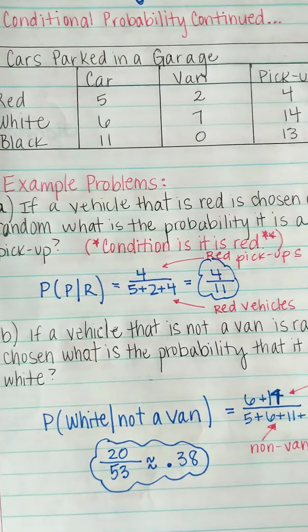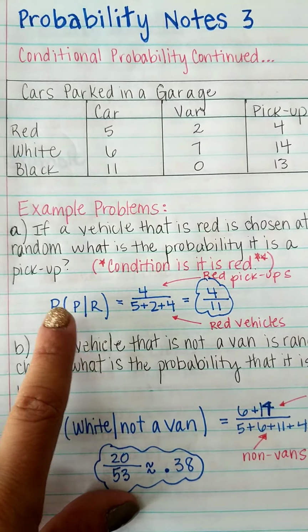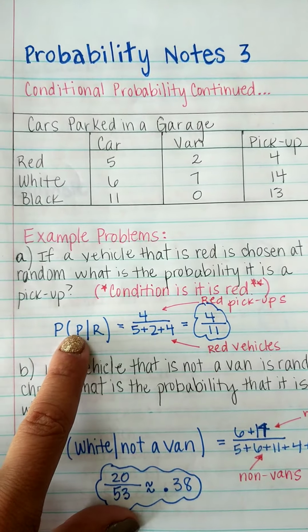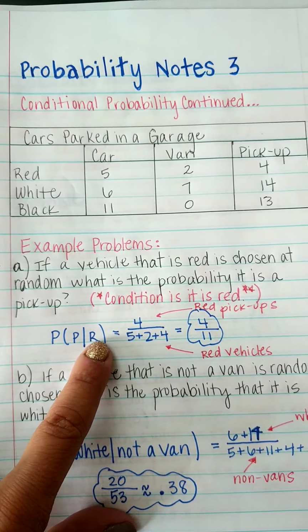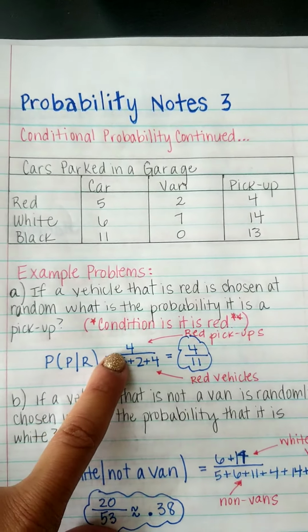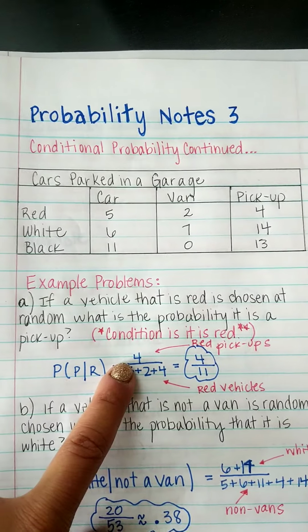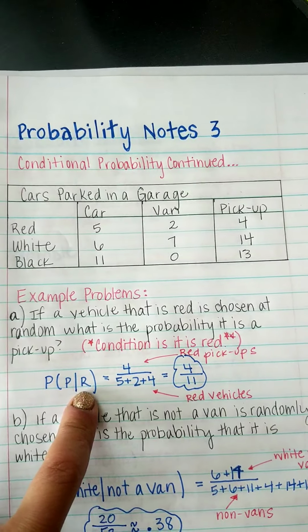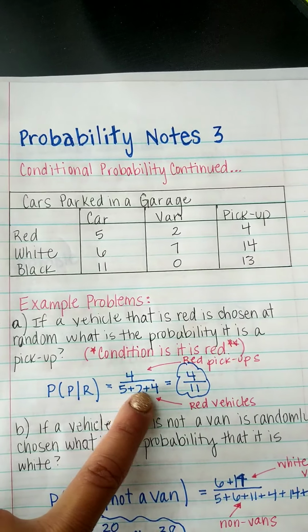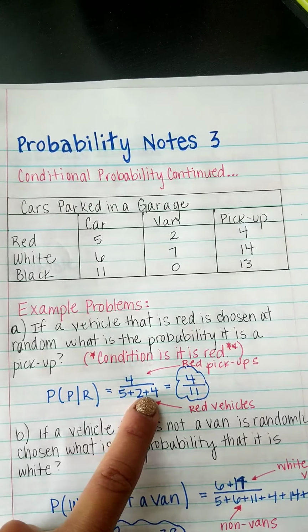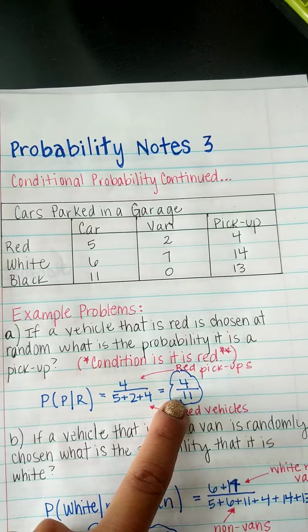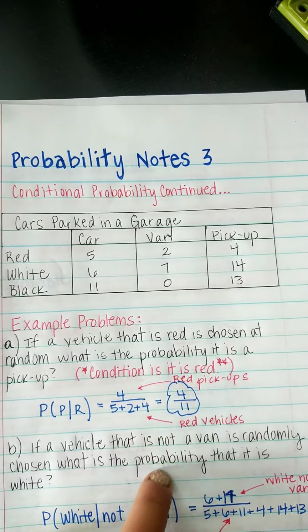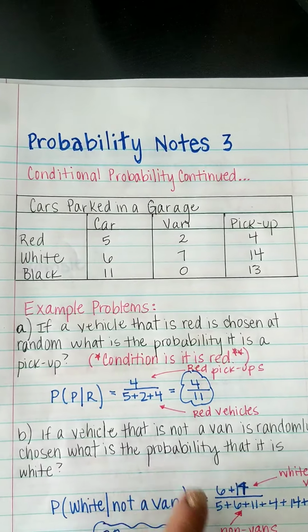So all we do here, and I can write it using our notation we've practiced, we have the probability of it being a pickup given that it's red. So on the top, we put our red pickups. There were 4 of those in our table. On the bottom, we add all the different red vehicles. So there's 5 cars, 2 vans, 4 pickups, and that ends up giving us 11 total vehicles that are red, and 4 of those are pickups, so our probability would be 4 out of 11.